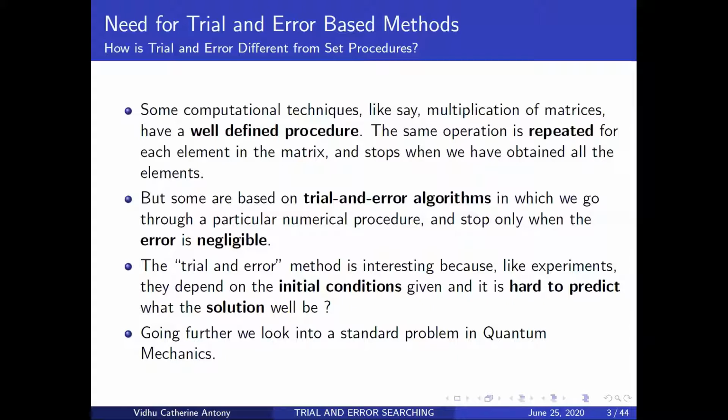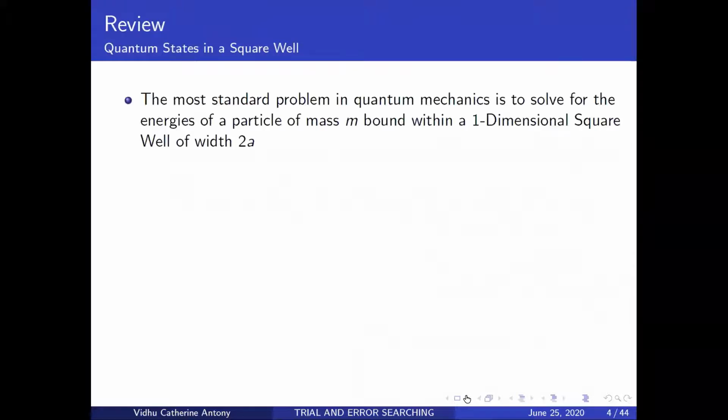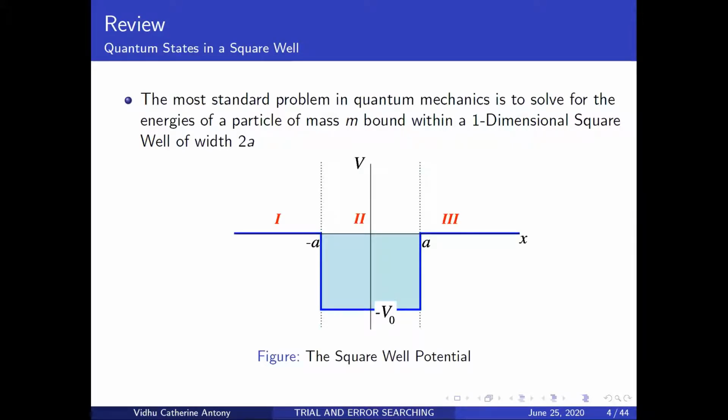So what we're looking at here is a standard problem in quantum mechanics, which is the finite square well. Okay, so here I'm taking a square well, and we're looking at the energies of the particles in the square well of width 2a. Okay, a one-dimensional square well, this is how it looks. So you have 1, 2, 3 regions. Okay, so how do I write this mathematically?